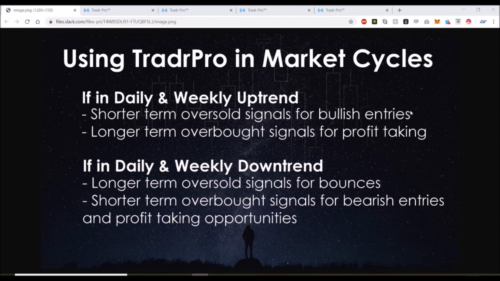Let's say I'm looking to play a bounce and I enter on a 4-hour SuperStack alert that we're getting extreme to the downside. I then wait and I see a 15-minute SuperStack overbought.